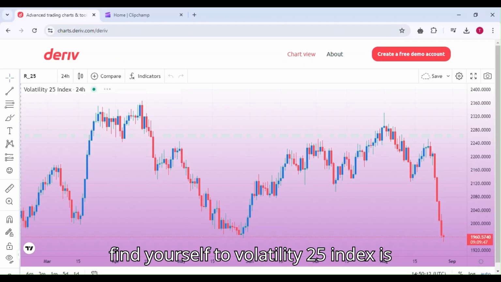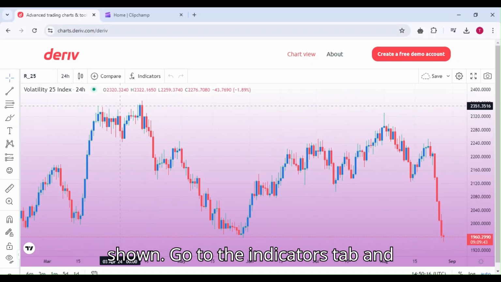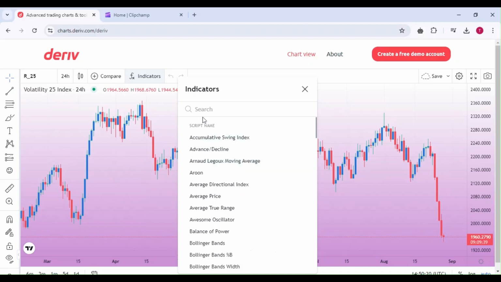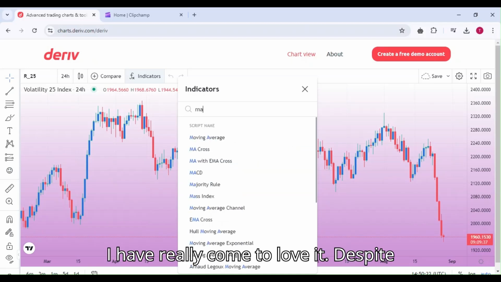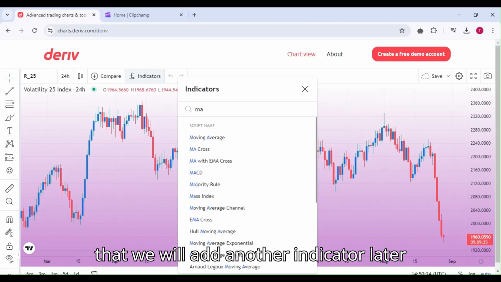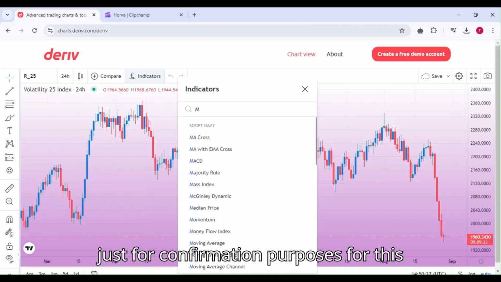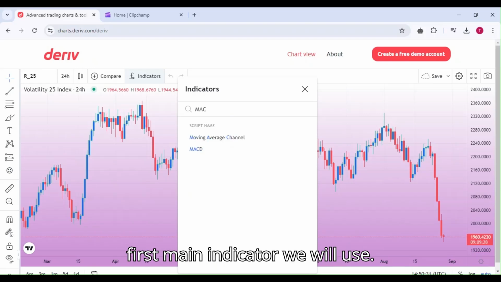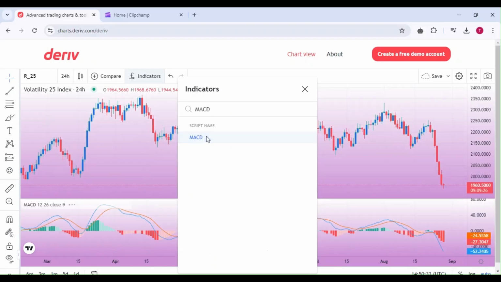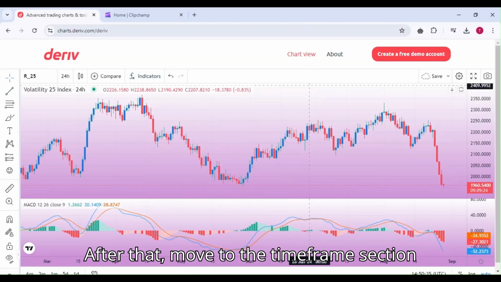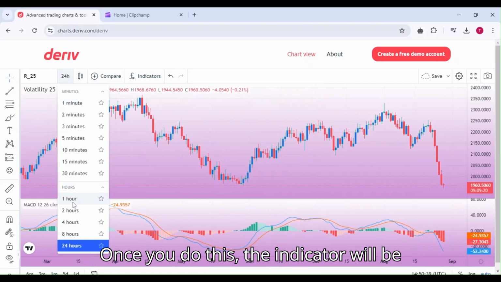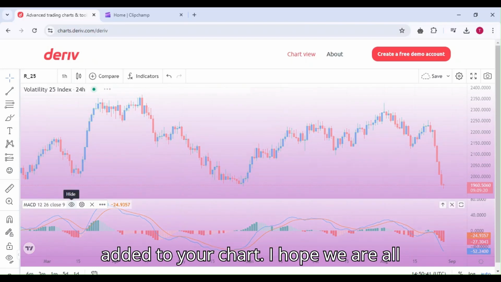So when you open, you will find yourself on the Volatility 25 index. Go to the Indicators tab and type MACD. What an indicator! I have really come to love it. Despite that, we will add another indicator later just for confirmation purposes. For this, it's the most important. This is the first main indicator we will use. After that, move to the timeframe section and change it to 1 hour. Once you do this, the indicator will be added to your chart.